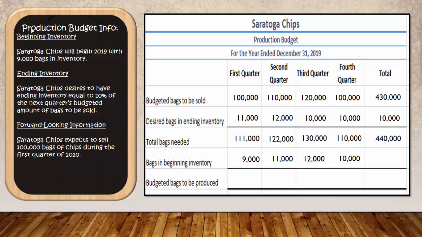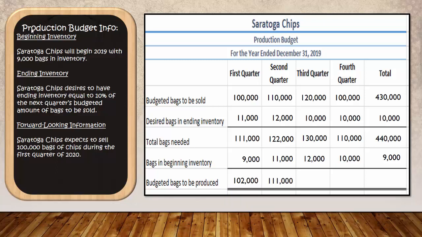So what amount of bags did we have in inventory at the beginning of the year? We had 9,000, our beginning inventory from the first quarter. To figure out our budgeted bags to be produced, we simply take our total bags needed and subtract out the bags that we already had at the beginning of the period. If we need 111,000 bags during the first quarter, but we begin with 9,000, that means we only need to manufacture or produce 102,000 bags of chips.